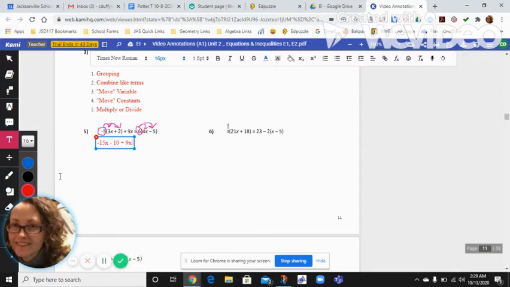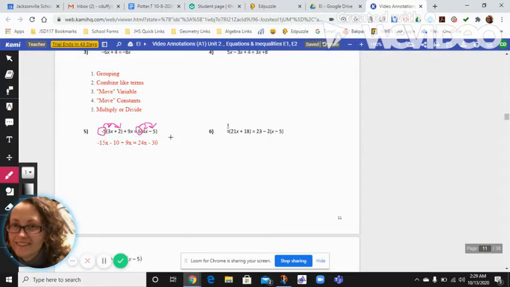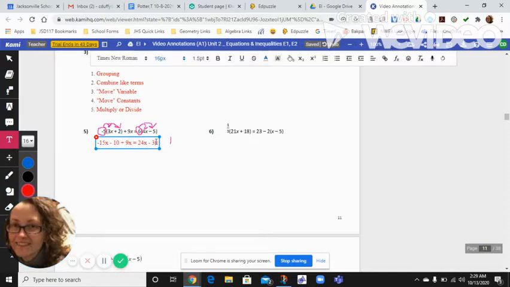I'm going to bring my 9x down. 6 times 4 is 24x. And then 6 times -5 is -30. So that is completing step 1. Step 2, combine like terms. I do need to do that this time.